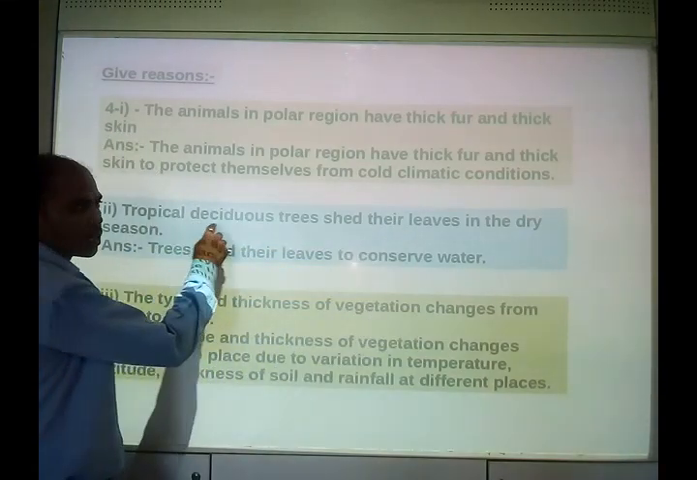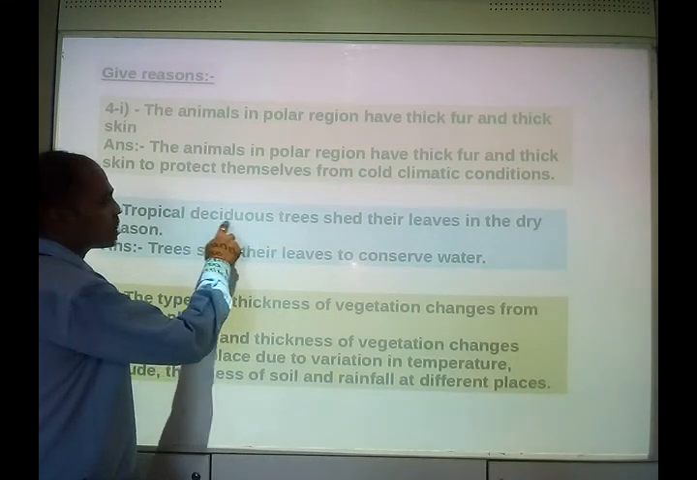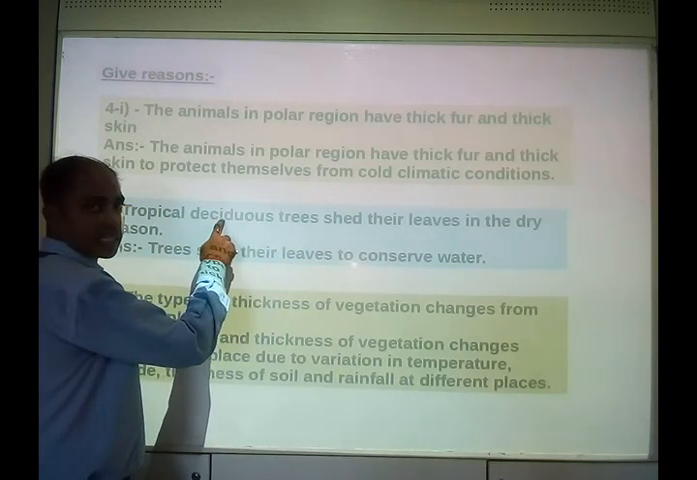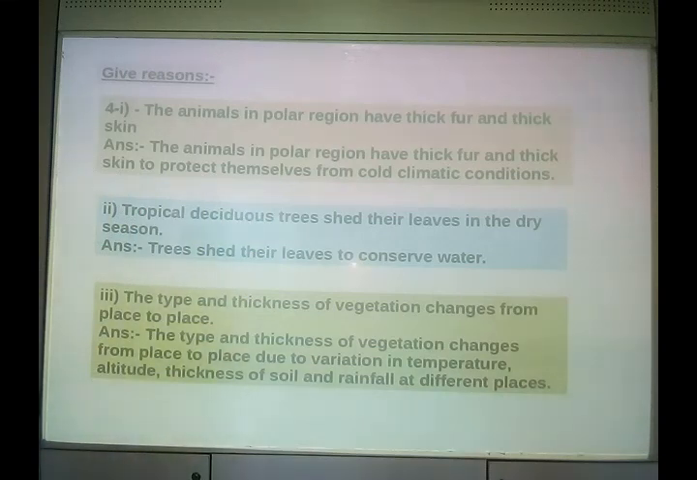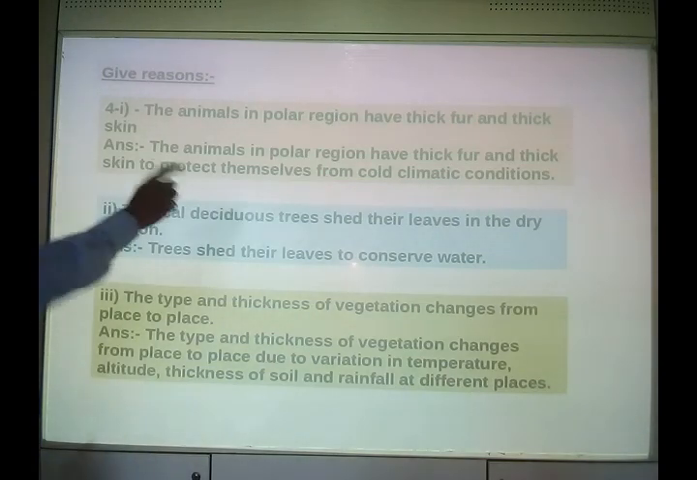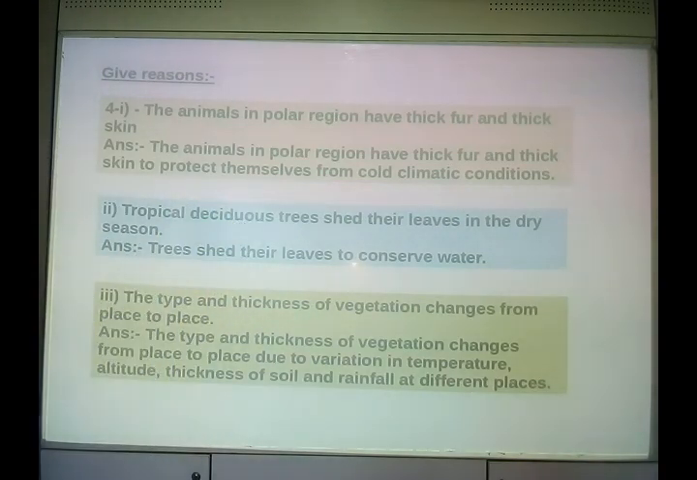Be very careful about the spelling of deciduous. D-E-C-I-D-U-O-U-S. Deciduous trees, deciduous, right? So always make a point not to commit any mistake; this deciduous needs to be written correctly.